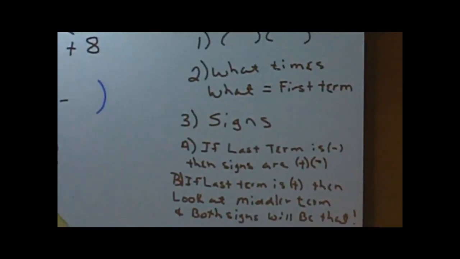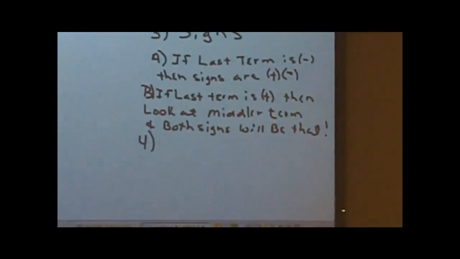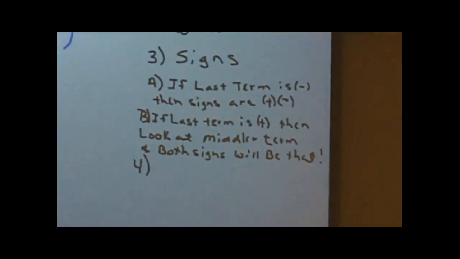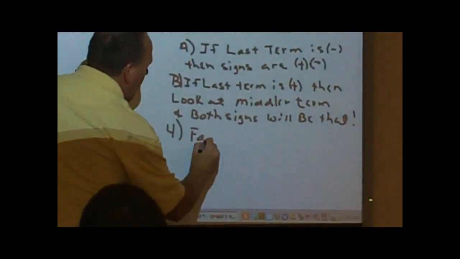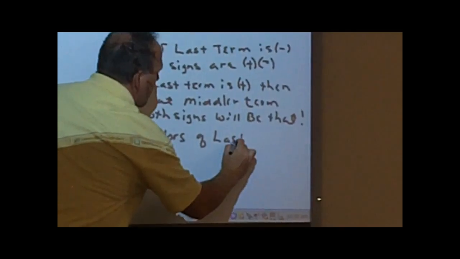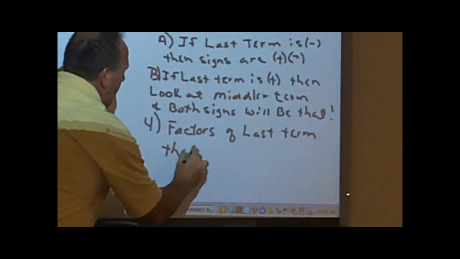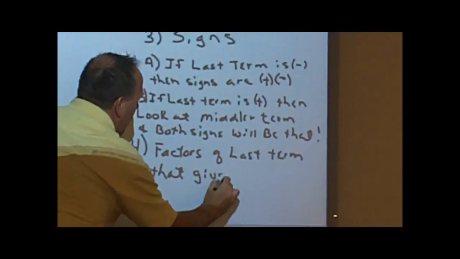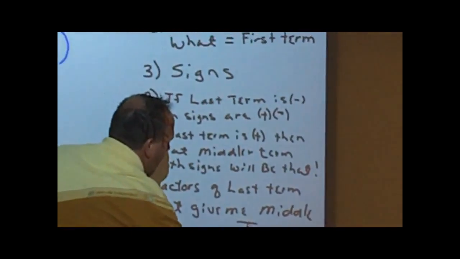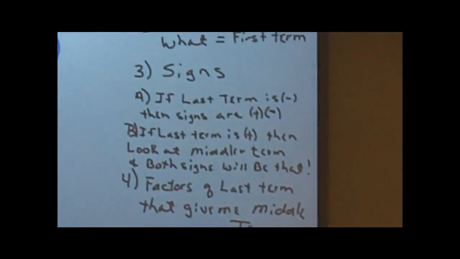Okay? Number 4. What's my last step? Find something that adds to the second term and multiplies to the last term. Okay, I'm going to write it a little bit differently. Factors of the last term that give me the middle term.